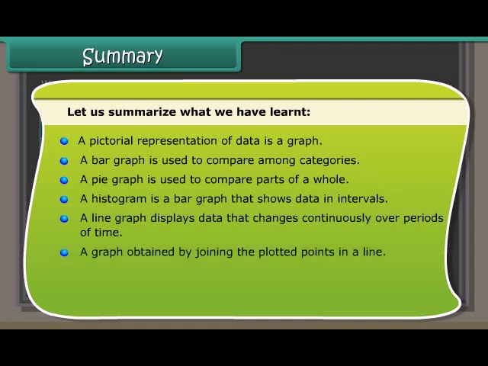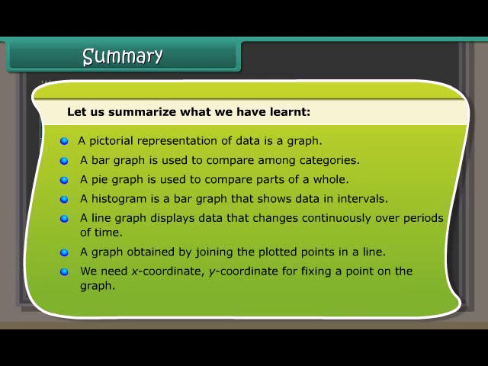A line graph is obtained by joining the plotted points in a line. We need the x-coordinate and y-coordinate for fixing a point on the graph. We can show direct variation through a line graph.